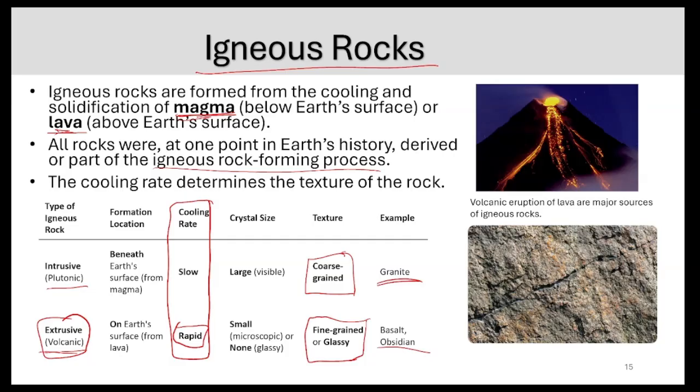So basically, the cooling rate is the most important factor that determines the texture of the different rocks that are formed from the cooling of magma or lava.